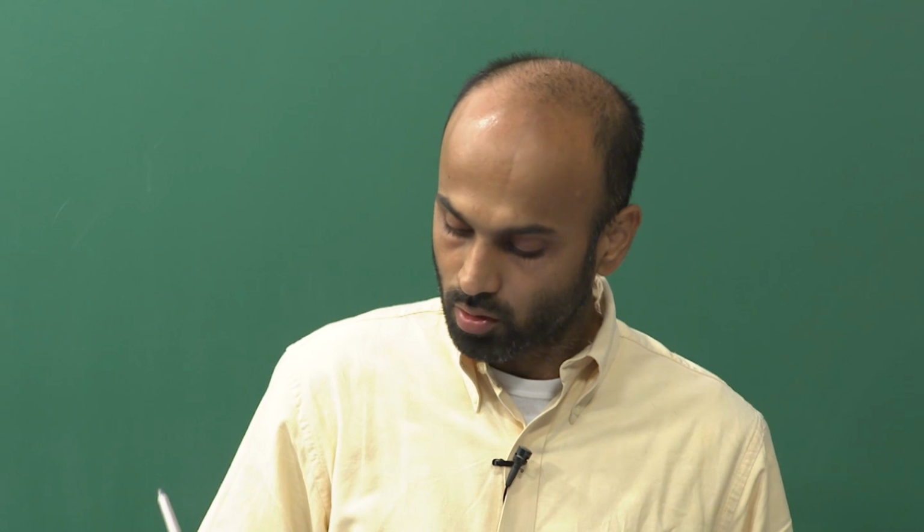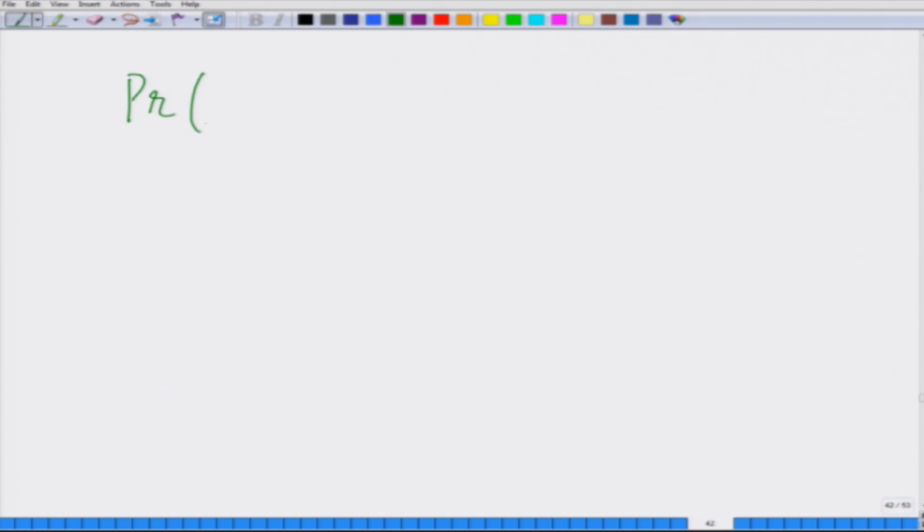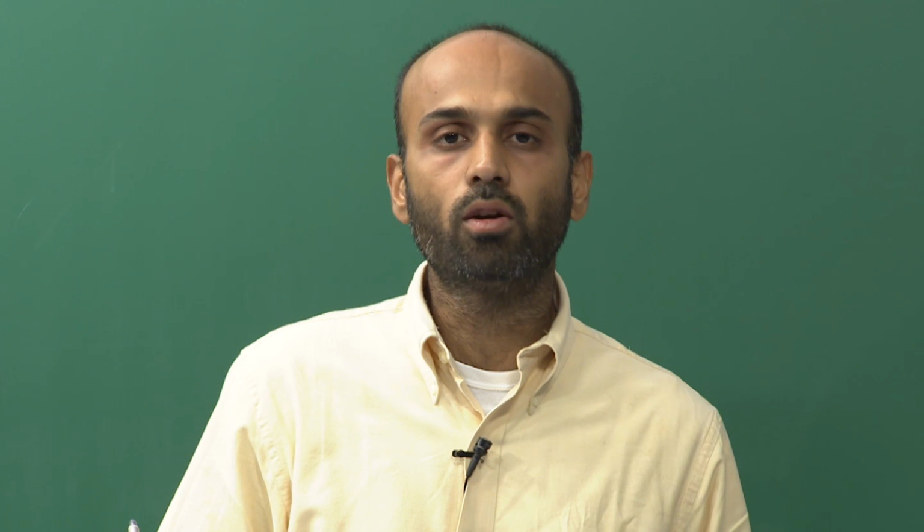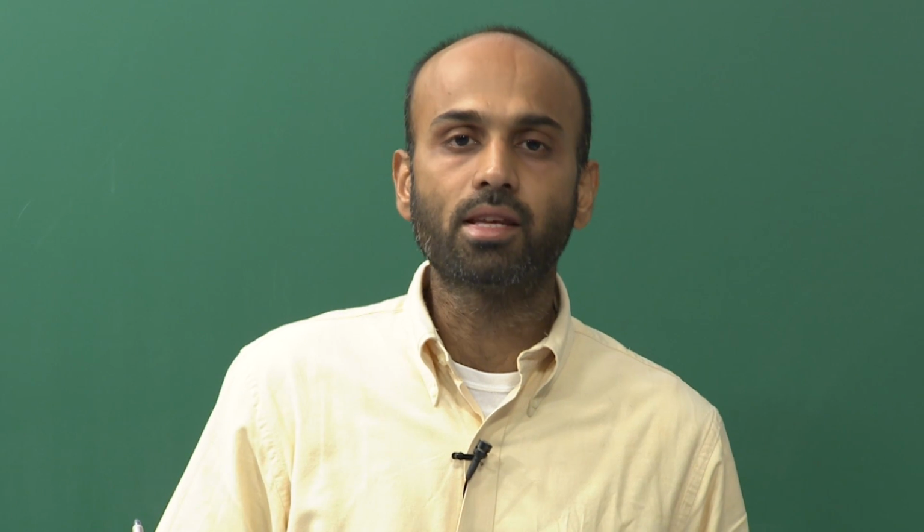So, now the probability of deep fade is simply the probability that this gain G is less than 1 over SNR. Remember, this G equals norm of h bar square. So, we are saying the probability of a deep fade is simply the probability that this effective gain G, equal to the norm square of the channel vector, is less than 1 over SNR, right.